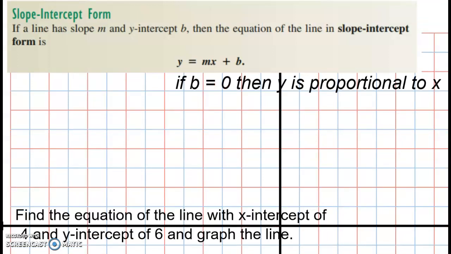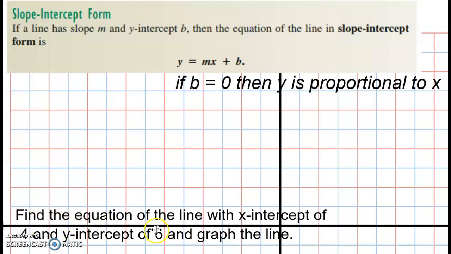So this is our form, slope-intercept form. Y equals mx plus b. M is the slope. B is the y-intercept. If b happens to be 0, guys, then we have a proportion. Every once in a while, we'll talk about something being in proportion. That means the line is going through (0, 0), because the y-intercept is 0, and y and x are proportional.